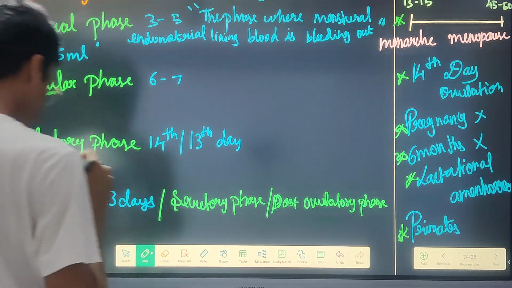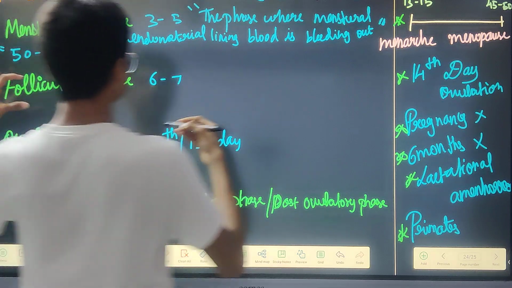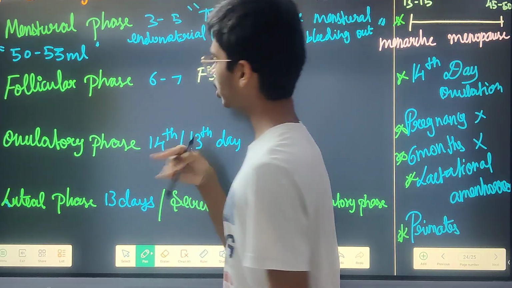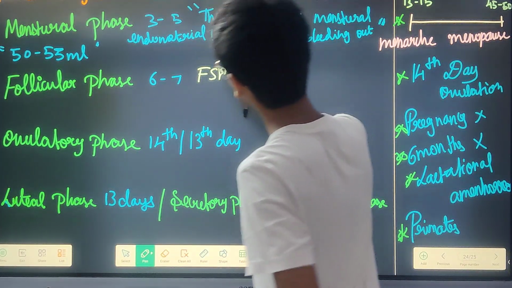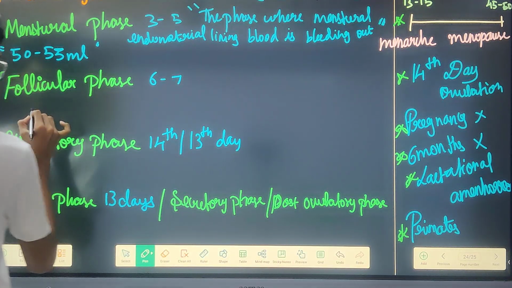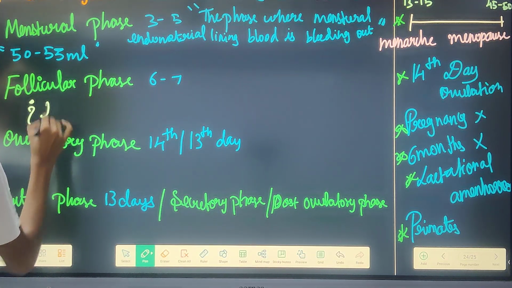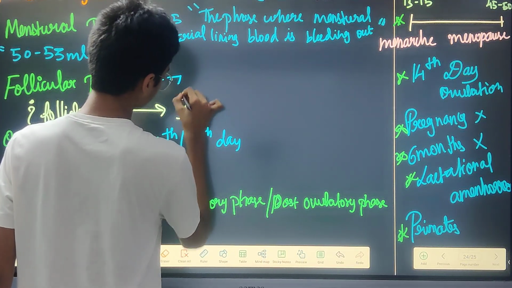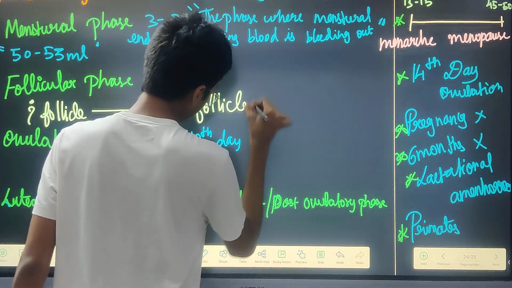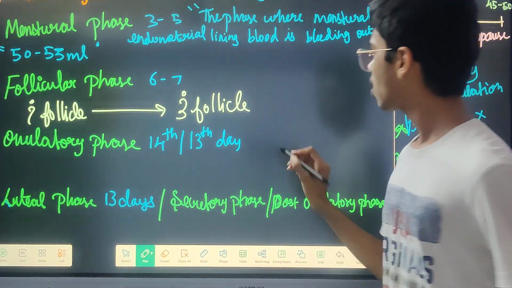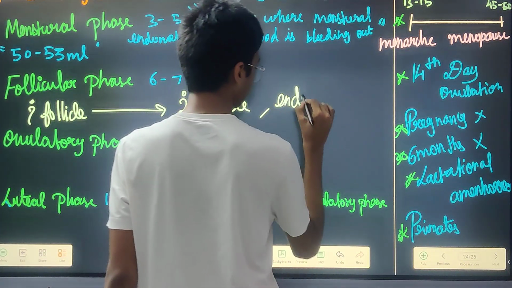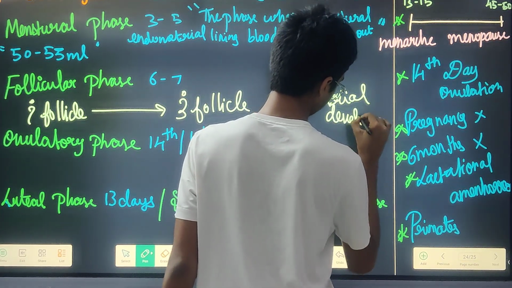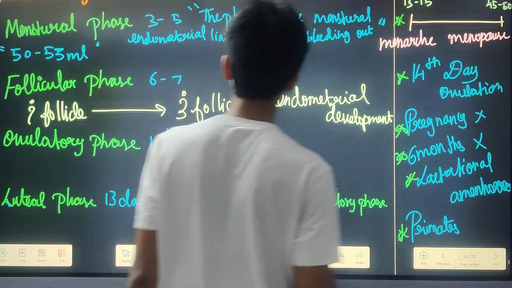Coming back to the follicular phase itself, this is the place where FSH will be secreted a lot, so that follicular development will be high. Later we will see the development. Here the primary follicle will be converted into a tertiary follicle, and it will be ready for ovulation. And this is also the place where endometrial development will happen.